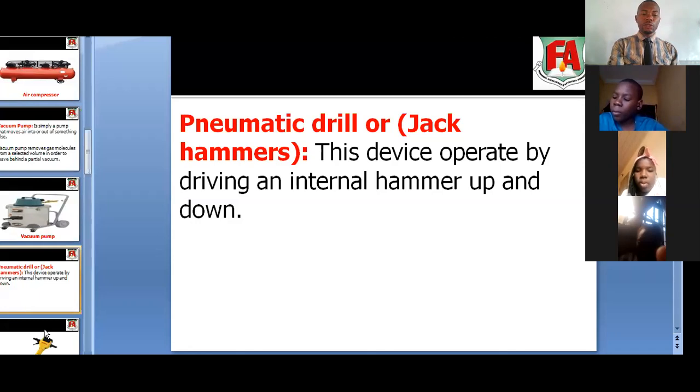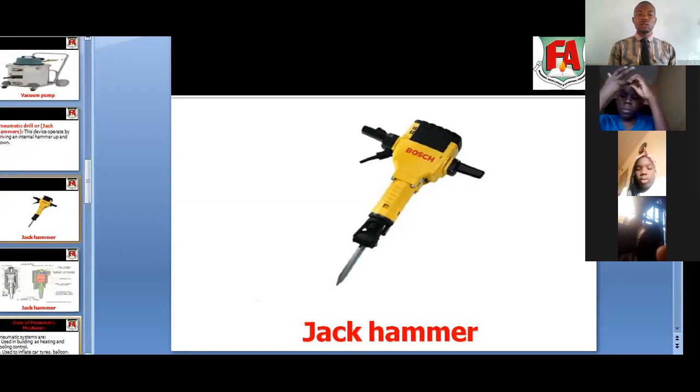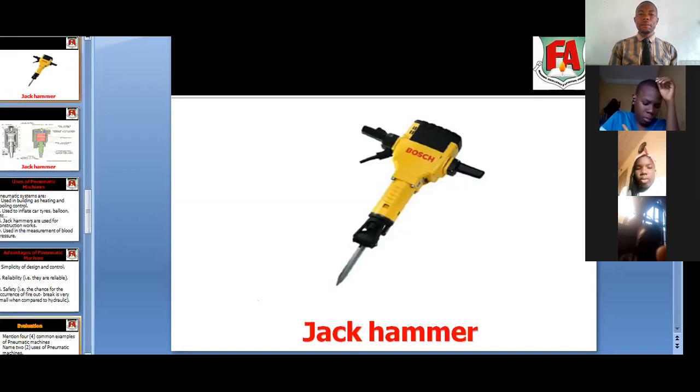This is a picture of a jackhammer. Can you see? It's majorly used in construction sites to break heavy rock. Is that clear? You don't need to draw this. All you need to do is create a space or a column where, after the class, you browse this jackhammer and insert the drawing. Is that clear?